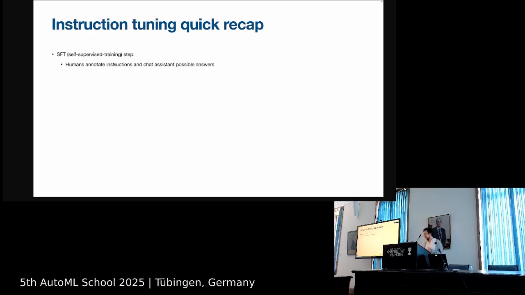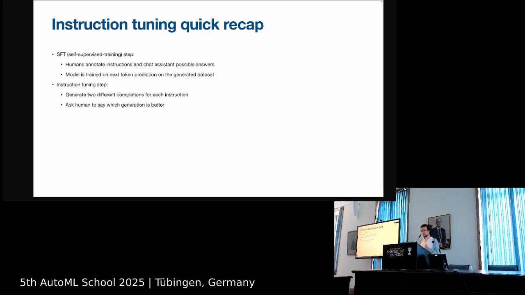Essentially, there is a lot of annotation generated initially by humans, for instance, give me a 2-day trip to Hawaii, and a human writes a 2-day trip to Hawaii, and you just fine-tune your model on this data set, so then it looks closer to something that can answer instructions. And then there is an instruction tuning step. For each instruction, you generate 2 completions, and you ask a human to say which one is better, and you optimize this.